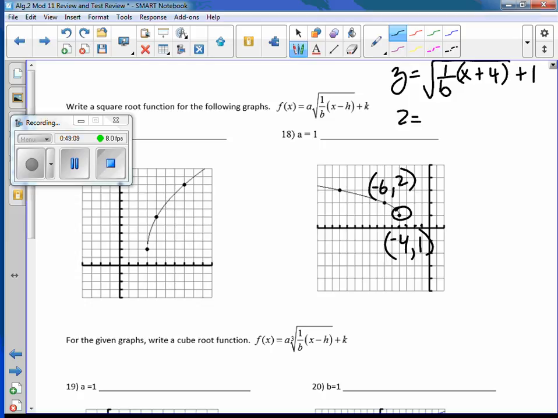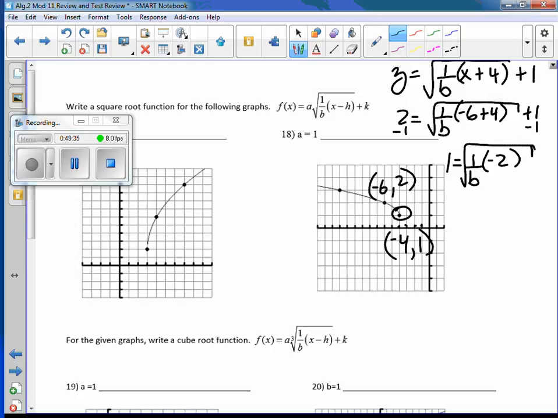So 2 equals the square root of 1 over b of -6 plus 4. And we get +1 here. Okay, so now all we have to do is just start solving. So I'm going to subtract 1, and so 2 minus 1 gives us 1. And then this is a square root of 1 over b. -6 plus 4 is going to give us -2.